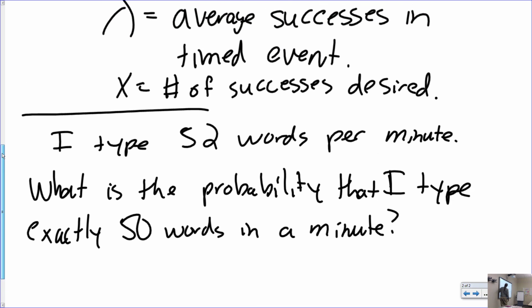So again, the reason that this is a Poisson distribution type problem is that you are having some sort of event where you know how much standard or average successes you get in a specific timed event, in this case 52 typed words per minute, and that you're trying to calculate a probability on some sort of a time frame, all right?